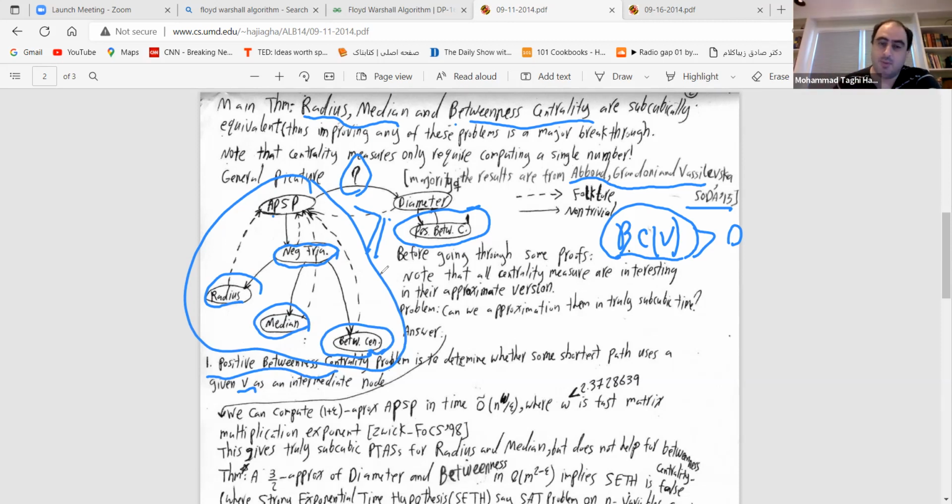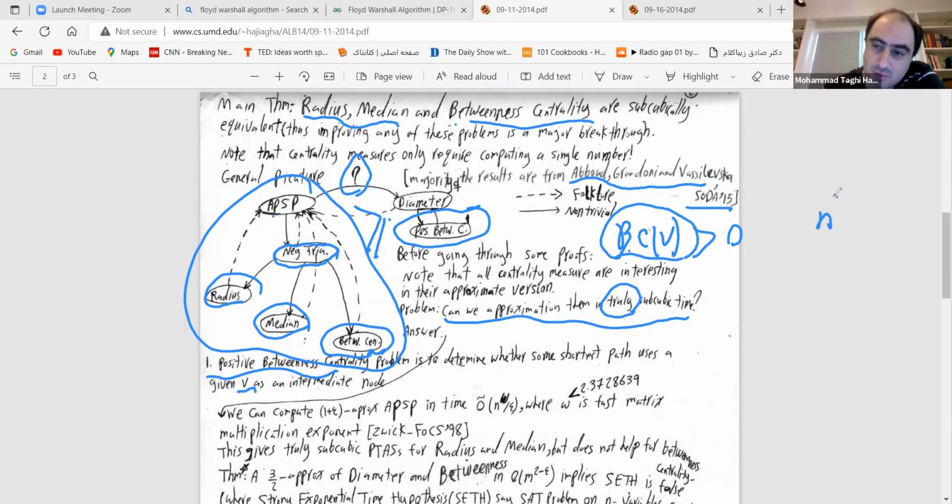Now, one important problem is this one. What about the approximate solution? Somebody says, okay, maybe these are all for the exact thing. What about for approximate solution? Can we do approximation better than, like, in truly subcubic time? And here we say truly, because why do we say truly?